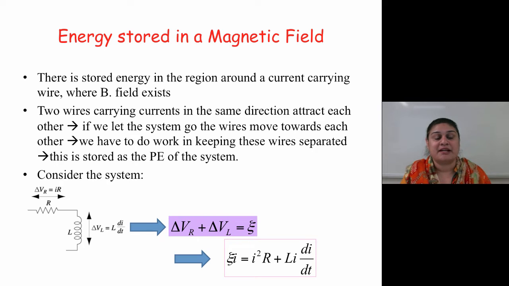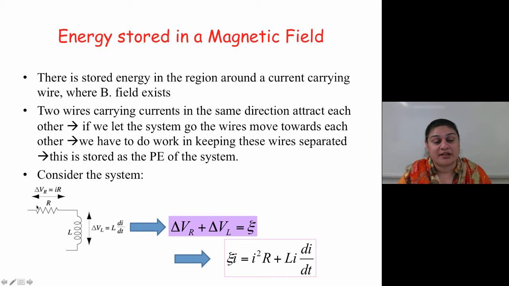Energy stored in a magnetic field. There is stored energy in the region around the current-carrying wire where the B field exists. Two wires carrying currents in the same direction attract each other. If we let the system go, the wires will move towards each other. And we have to do work in keeping these wires separated. This is stored as the potential energy of the system.